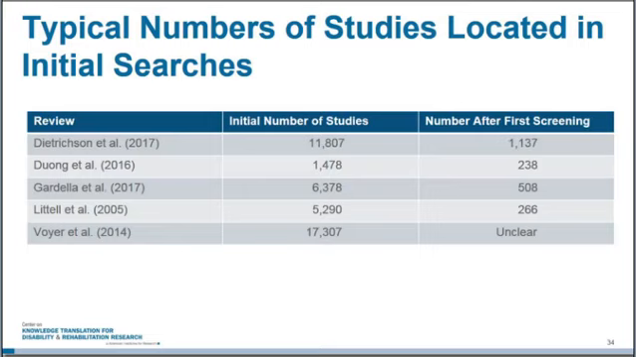As you can see, our first example, the Dietrichson et al. example, initially identified almost 12,000 studies in the search. That is an enormous number of studies that have to be looked at by two different people to decide if they're in or out. I've given you a range of initial numbers of studies that are typically identified in a systematic review. And so a tool such as Abstractor is really important.